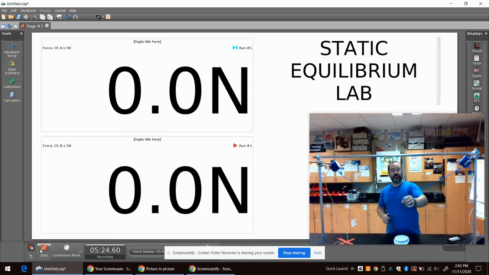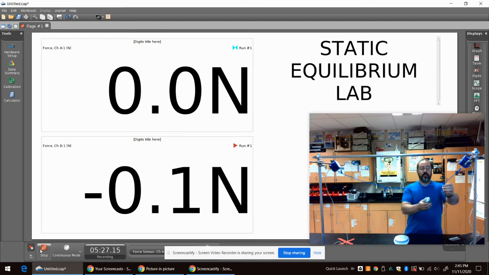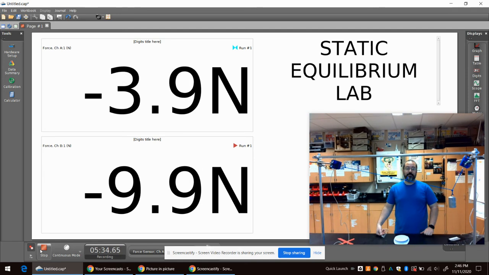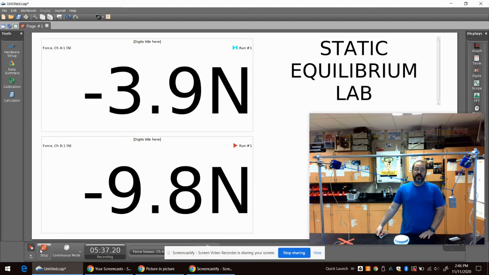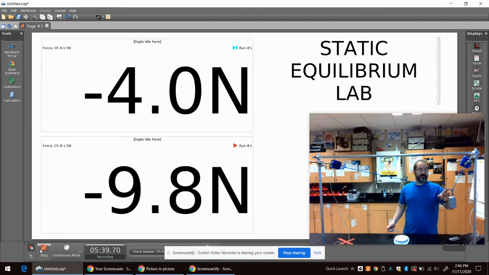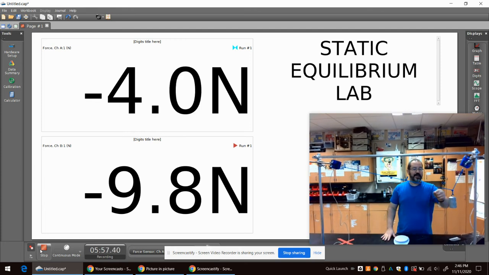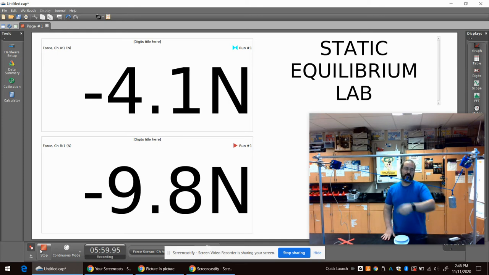If I were to move this weight over to one side, what do you think will happen? If you said that the force sensors would read different values, you'd be correct. The reason is that in this particular case, this force sensor over here is supporting more of the weight than over here. But this string still has to pull across. And so even though this is supporting almost 9.8, there is still some horizontal force created.